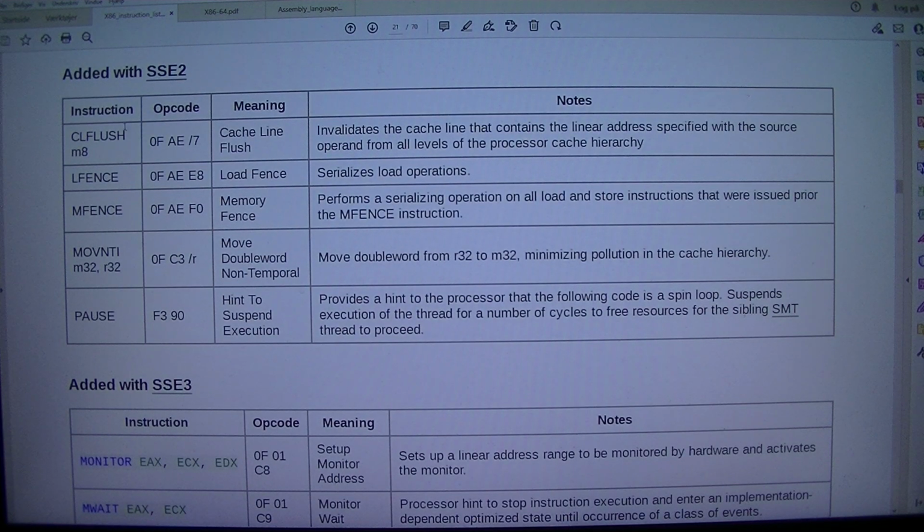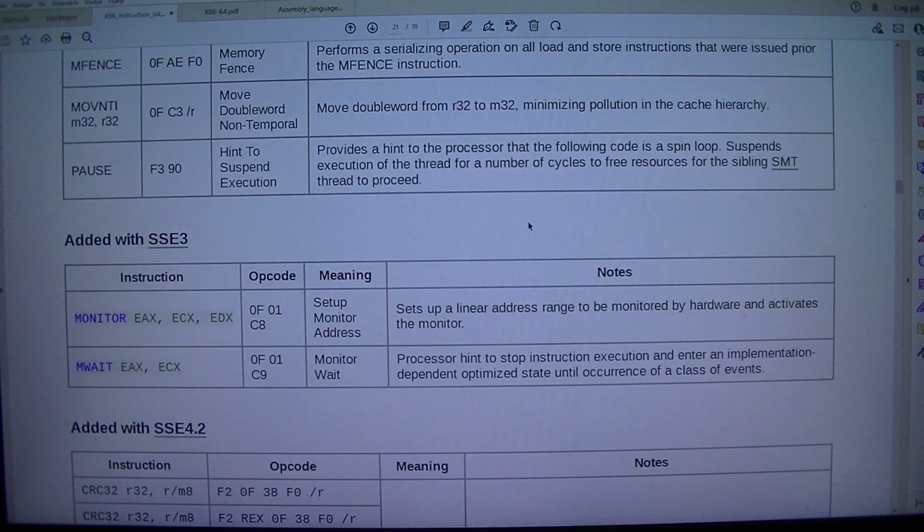Added with SSE2. Instruction, opcode, description: CLFLUSH m8, 0FAE/7: cache line flush, invalidates the cache line that contains the linear address specified with the source operand from all levels of the processor cache hierarchy. LFENCE, 0FAE E8: load fence, serializes load operations. MFENCE, 0FAE F0: memory fence, performs a serializing operation on all load and store instructions that were issued prior. MOVNTI m32, r32, 0FC3/r: move doubleword non-temporal, moves a doubleword from r32 to m32, minimizing pollution in the cache hierarchy.